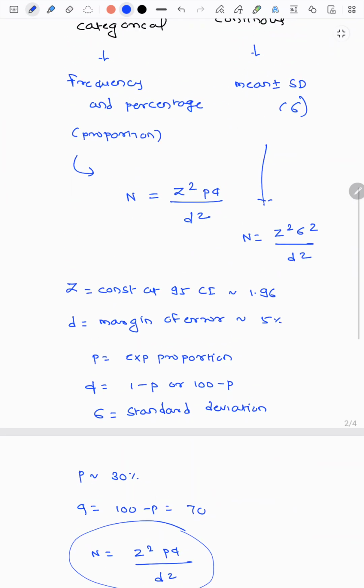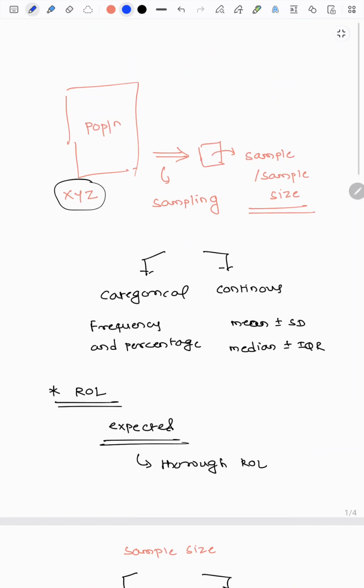So this was it about the basics of sample size. Please stay tuned with us for the next video, where we'll cover all the terminologies and all the basic concepts used in sample size calculation, and in the upcoming videos we will have hands-on experience with the software as well.